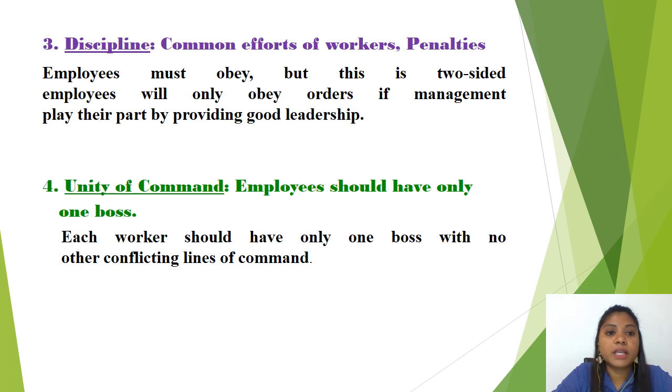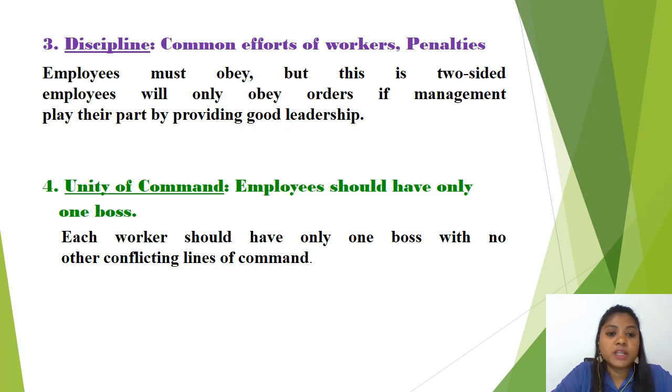Then the next principle is discipline. Discipline means obedience, respect to authority, and observance of rules and regulations. A company or an organization cannot run smoothly without discipline, and every employee must obey the rules and regulations of an organization. But it should be kept in mind that this is two-sided. Employees will only obey the orders of the management if they play their part by providing good leadership.